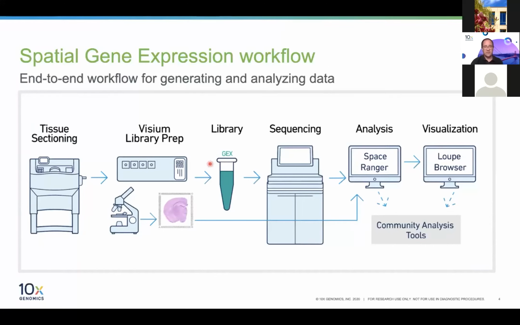Then you make a gene expression library and sequence in the standard way using short-read chemistry on Illumina, and then we can pick up the output file and run it through the 10x pipeline. This has a dedicated pipeline for the data analysis, because ultimately we're combining this H&E image with the gene expression data, so we need to bring those two modalities together.